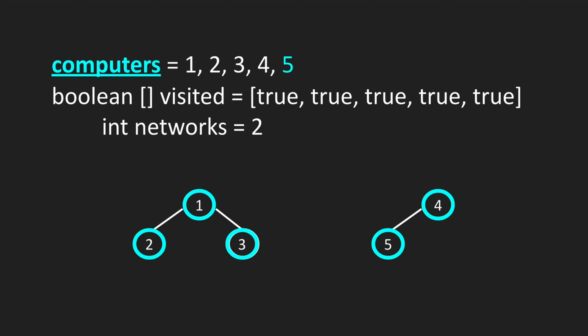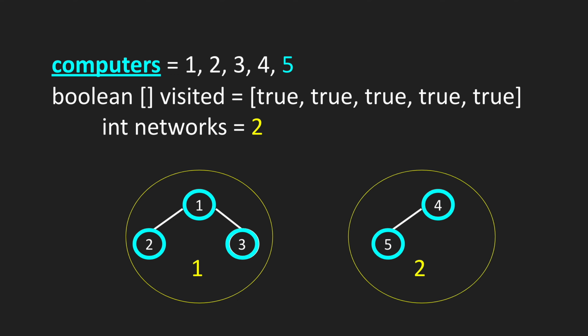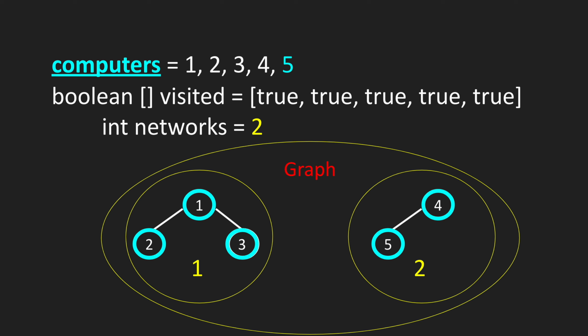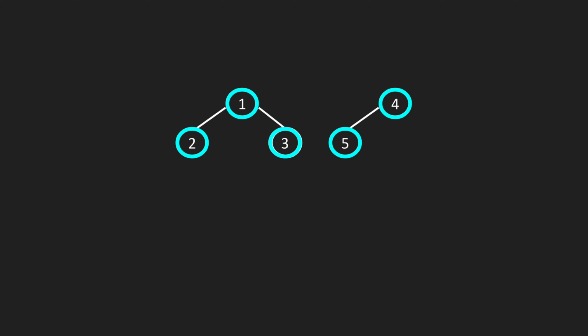And the last one, we are visiting computer 5, and the value for that is true. So we have visited all nodes now, and we have the value. So we have 2 networks. We have network 1, which is computers 1, 2, 3, and we have network 2, computers 4, 5. And this is a graph in our case. Our graph has 5 nodes, the first component has 3 nodes, and the second component has 2 nodes.